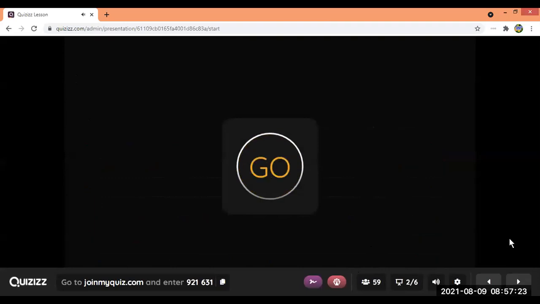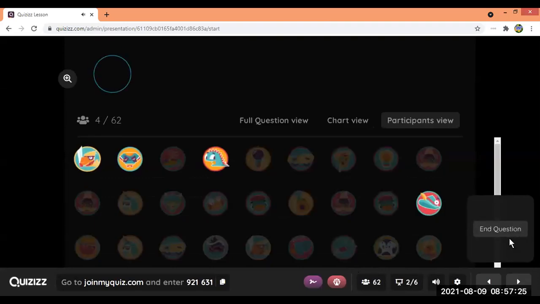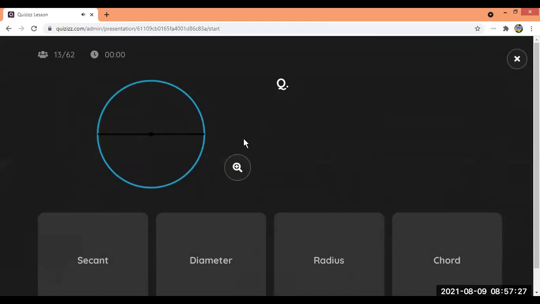So there will be an image and you need to identify what part it is. What is it called? Okay, look at this image. What is this black line called as? Is it a secant? Is it a diameter? Is it a radius? Or is it a chord? Okay, be very careful. I'll give you 10 more seconds.